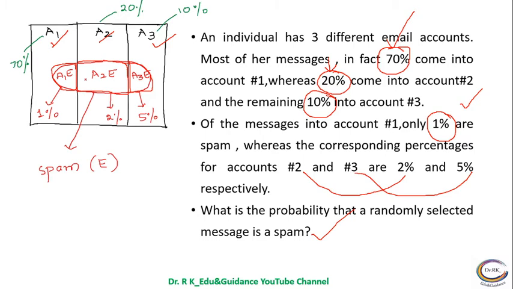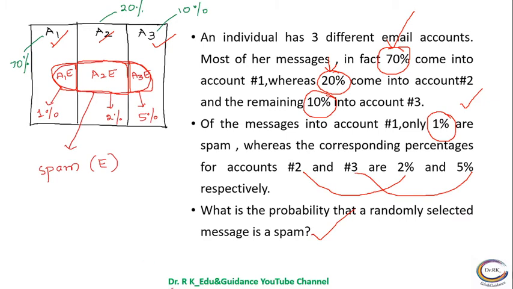Generally, when we sync various email accounts on our mobile, we will see, for example, spam 40. This 40 showing in the spam folder is a combination of the spam received by the first account, second account, and third account. So now we want to find the probability that a message received is spam.